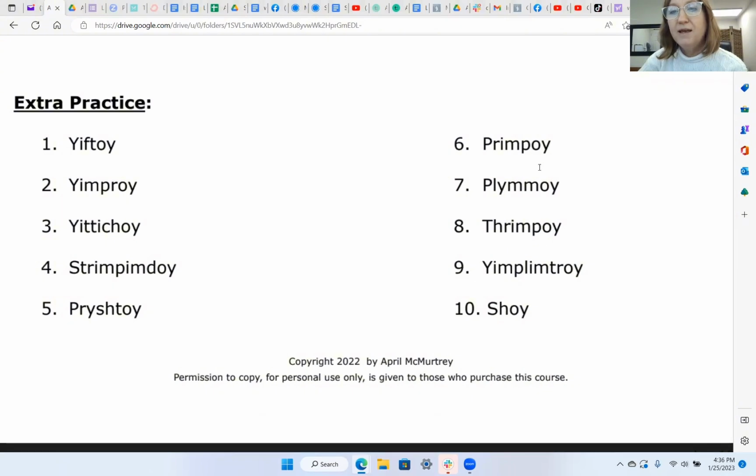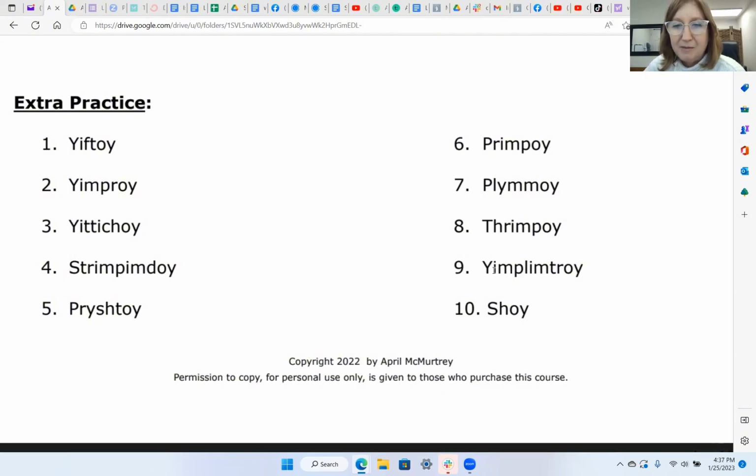And number seven, here's a medial Y again. It acts as if it were an I. Two consonants after it make it short. So plimoi. I'm seeing some nods. That's excellent. Number eight, thrimpoi.